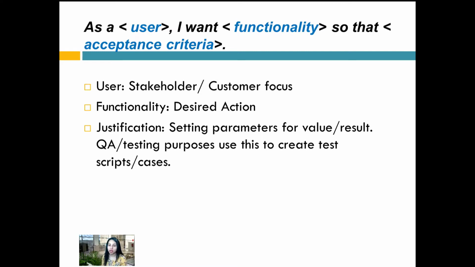So for example, we have examples in the next slide, but our acceptance criteria when it's in the product backlog could be generic. The criteria for our user story to move into a sprint that we're going to be actively working on requires us to flesh out our acceptance criteria, which I'll cover in just a moment. So the acceptance criteria is setting parameters for value or result. It's used for QA testing purposes to create test scripts and test cases.